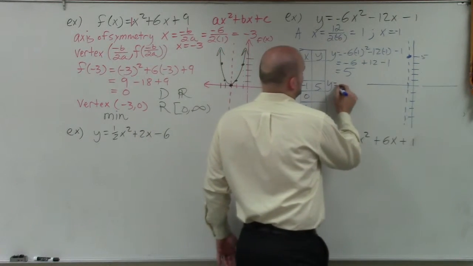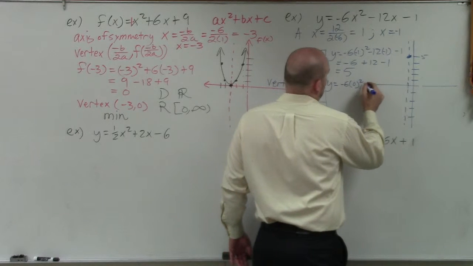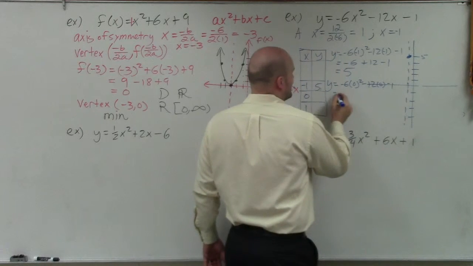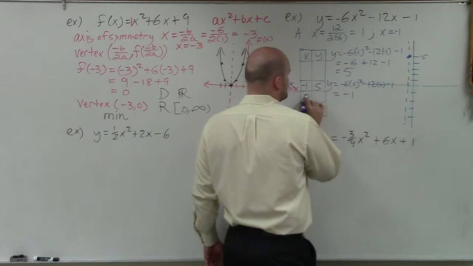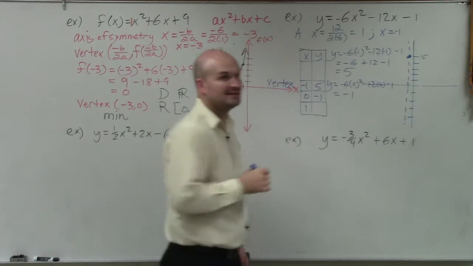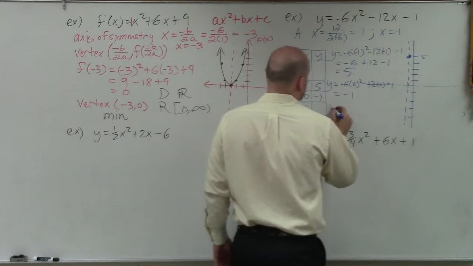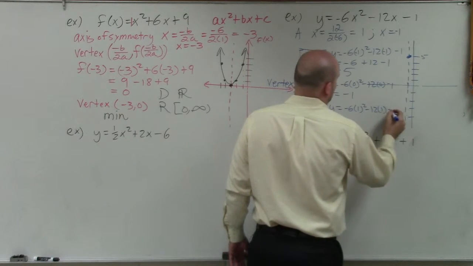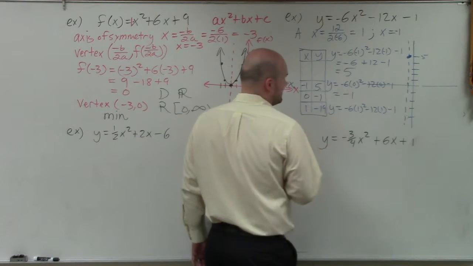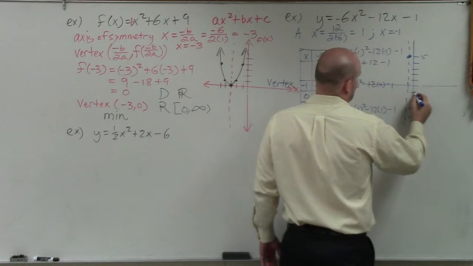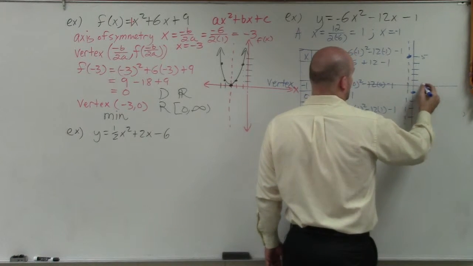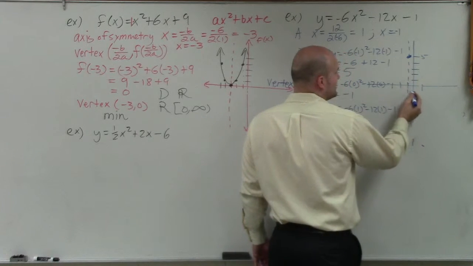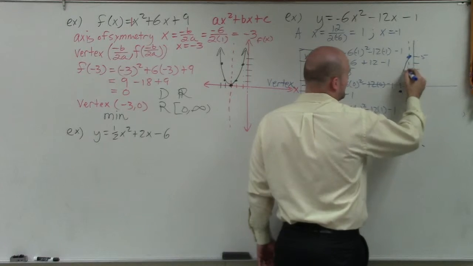So if I do y equals negative 6 times 0 squared minus 12 times 0 minus 1. Well, that's simply just going to give me negative 1. So at 0, I'm at negative 1. And at 1, I'm at y equals negative 6 times 1 squared minus 12 times 1 minus 1, which was negative 19. So at 0, I'm at negative 1. And at positive 1, I'm all the way down here. OK? Then all I simply need to do is reflect about my axis of symmetry.